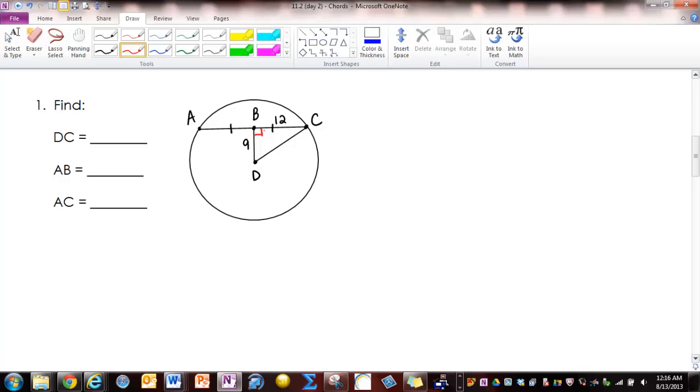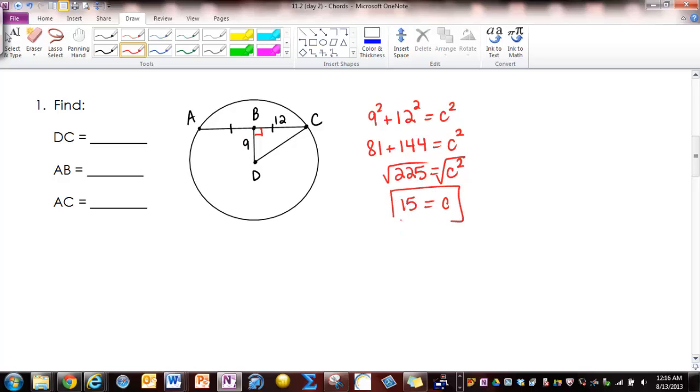Then what we're going to see is a Pythagorean theorem situation. We have a squared plus b squared equals c squared. So in this case, 9 squared plus 12 squared equals c squared. 9 squared is 81. 12 squared is 144 equals c squared. 81 plus 144 is 225 is c squared. Square root of both sides, and c, my hypotenuse, is going to be 15. Now, that is this segment right here, DC. So DC here is 15.